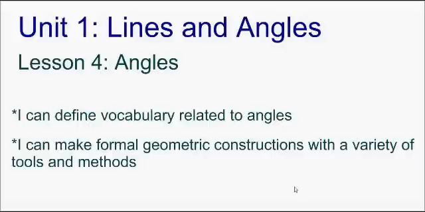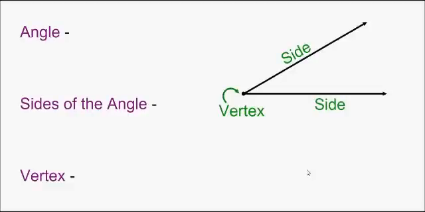Unit 1, Lesson 4, Angles. Your objectives for this lesson are to define vocabulary related to angles. There is a lot of vocabulary in this lesson. You also need to make some formal constructions, and we'll be doing that in class. First, this is a review from Lesson 1.